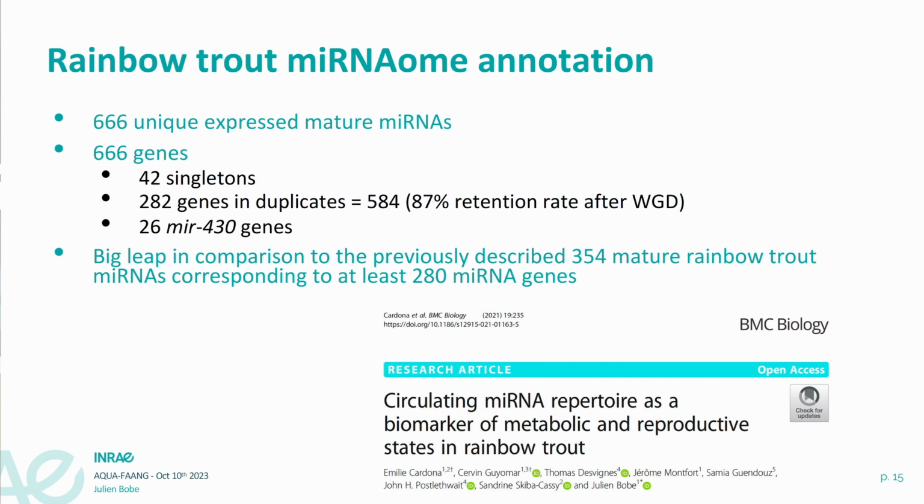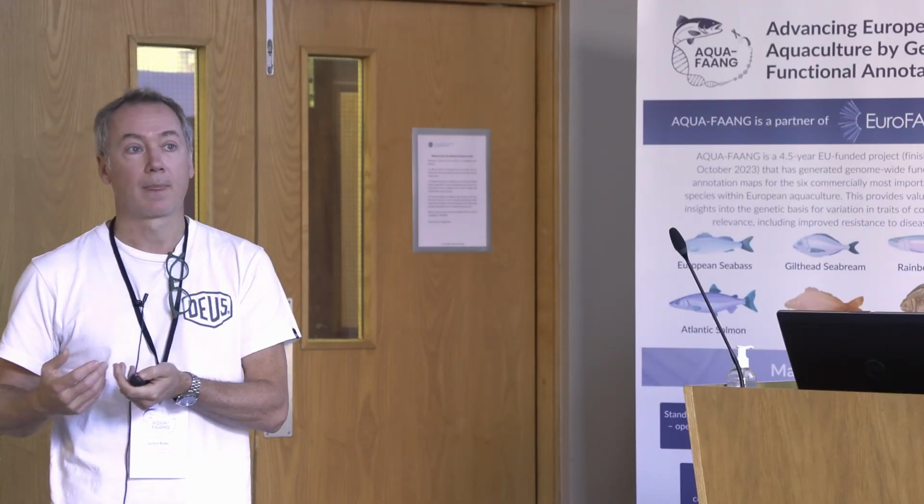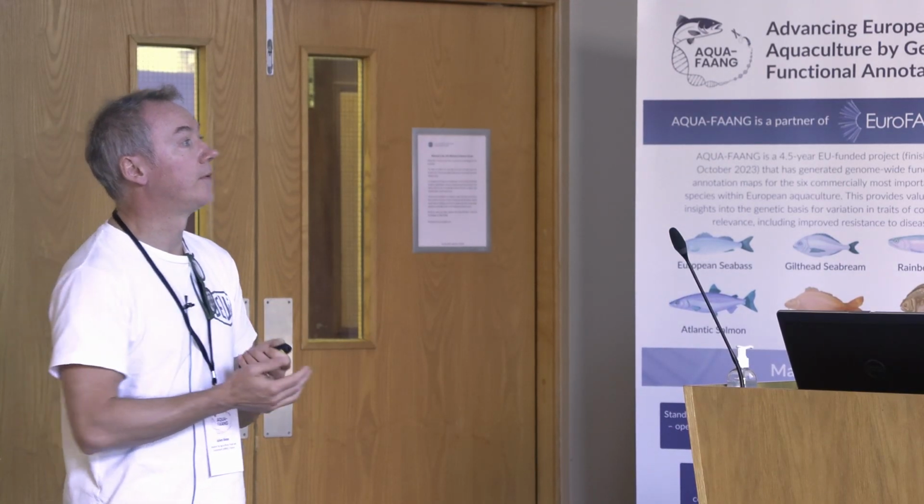And when it comes to genes, we have 42 singletons. We have 282 genes in duplicates. And we have 26 miR430 genes, which we always deal with separately because they are complicated. They're in clusters. So that's a big leap in comparison to the previously described 354 mature microRNAs in rainbow trout in 2021 from 280 genes. So we've made a big increase in our knowledge. And please note that we have an 87% retention rate after whole genome duplication based on those numbers.